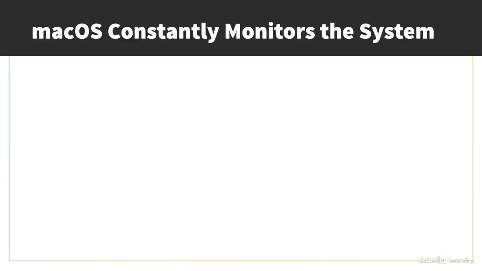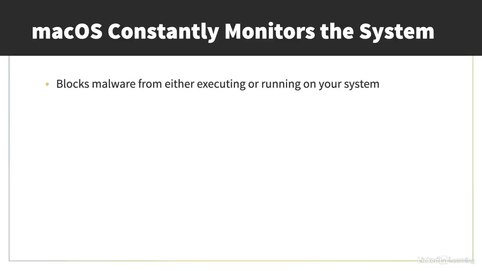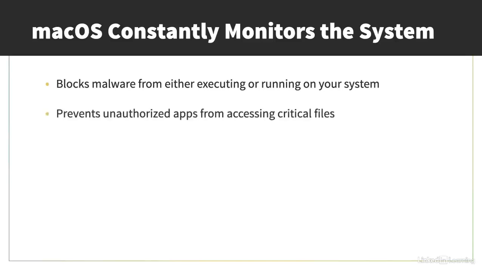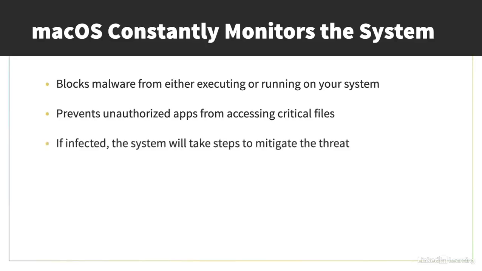A Mac OS is constantly monitoring the system for malicious activity in the following ways. It will block malware from either executing or running on your system, includes methods to prevent unauthorized apps from accessing critical files, and if the system does become infected, the system will take steps to mitigate the threat.